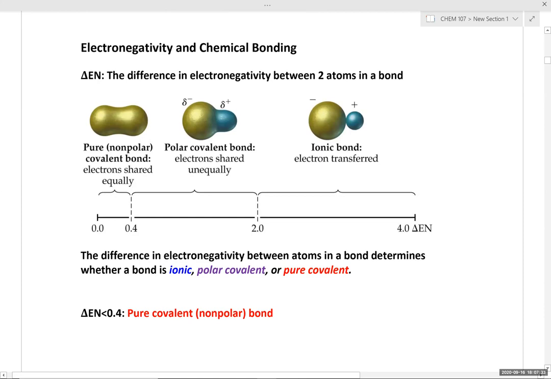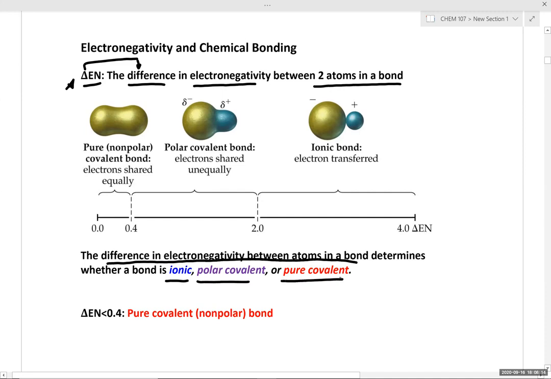So let's look at electronegativity and chemical bonding, because yes, francium would be one of the least electronegative elements. We're going to define a term called delta EN, which is the difference. Just for your future science classes, when you see this delta symbol, think difference. Delta EN is the difference in electronegativity between two atoms in a bond. And the difference in electronegativity between atoms in a bond determines whether we have an ionic, a polar covalent, or a pure covalent bond.